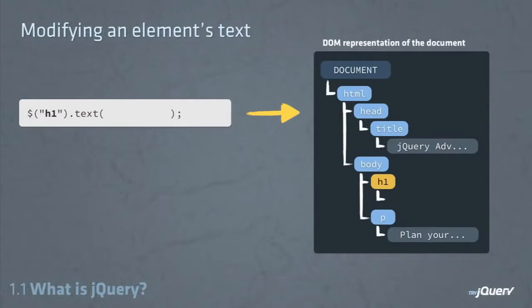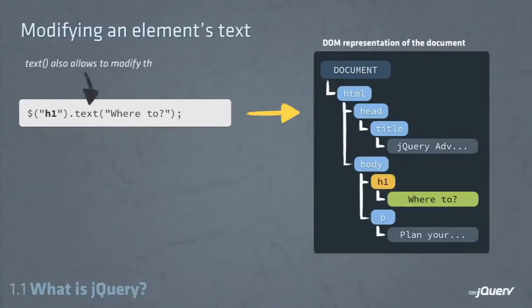In order to modify the element's text, we can simply send a string into this text method. Here, when we send "where to", you can see that it replaces that text element in the DOM with "where to". And if we were watching this web page in our browser, we would see the page get updated.